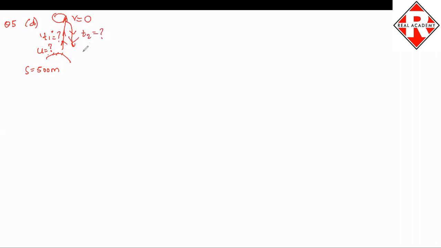And in that case, I have to find out the total time taken by the ball to go upwards and then to return back to the earth, as well as the initial velocity. So for that, I will consider two cases. The first case is when the ball is thrown upwards, and the second case is when the ball is coming downwards. So for the first case, when the object is thrown vertically upwards.